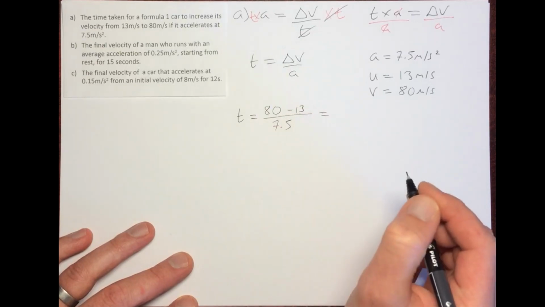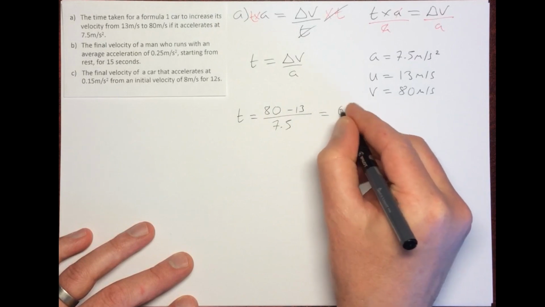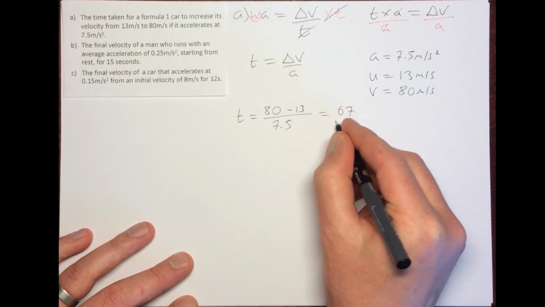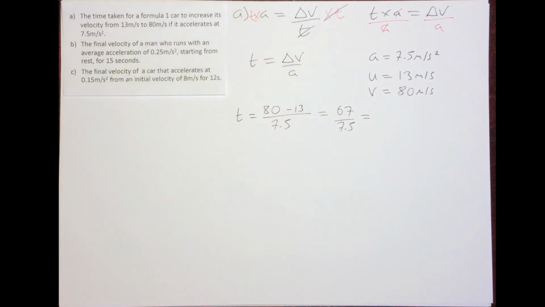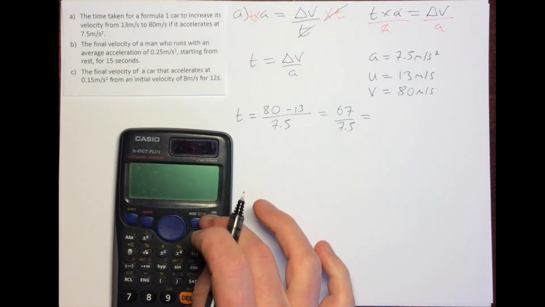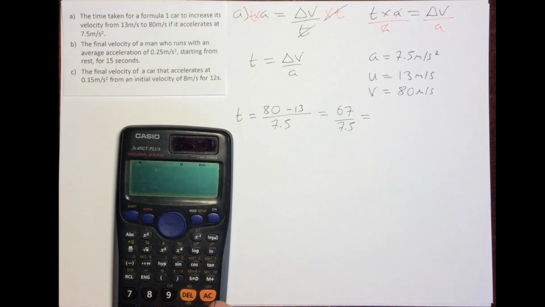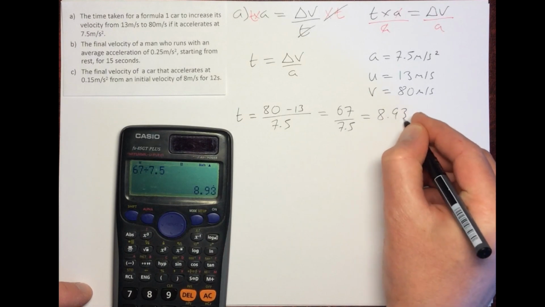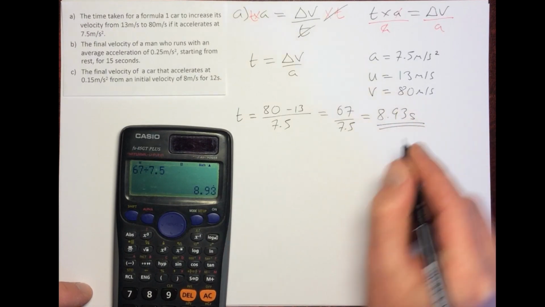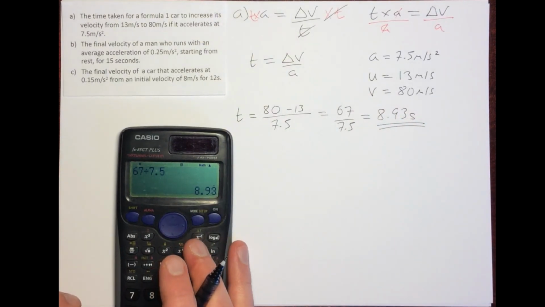So 80 take away 13 gives you 67. And then you divide that by 7.5. If we put that into the calculator, you're just going to do 67, and then you can either press the divided by button or put it as a fraction, it's up to you, divided by 7.5, and that gives you 8.93 seconds. So there we go.